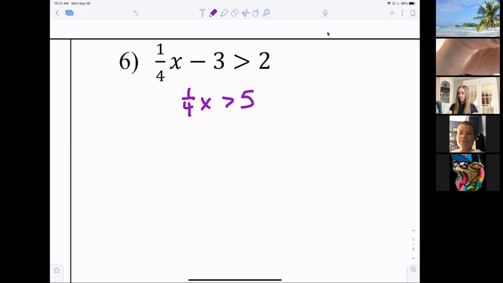Got it. All right, now what's the next step, Mr. Strickland? Multiply by the reciprocal. Multiply by the reciprocal, and the reciprocal is 4/1, 4. So we're multiplying both sides by 4. So x is greater than 20. That's it. That's how simple.